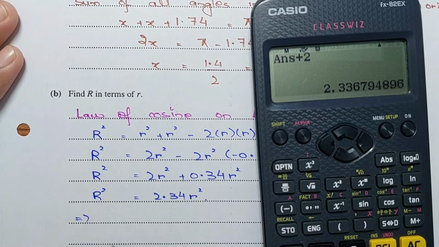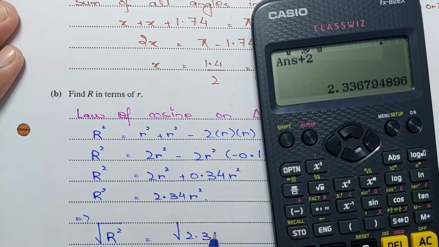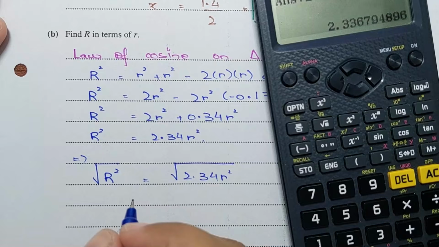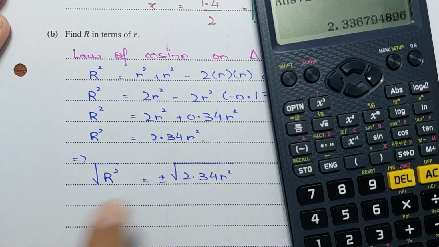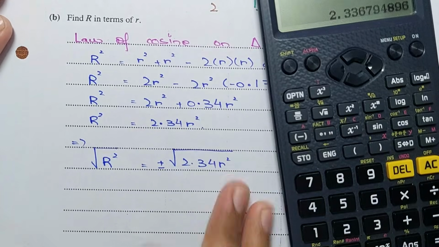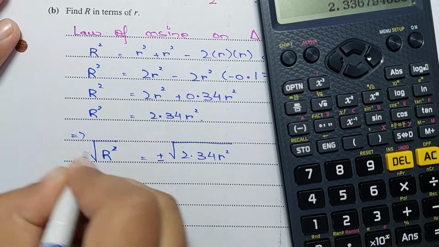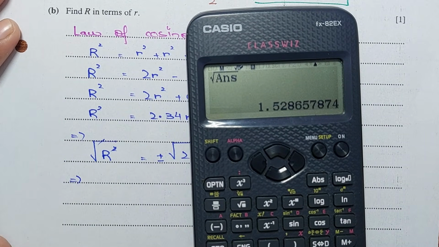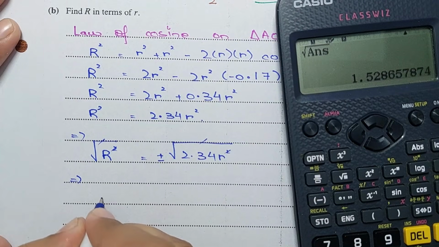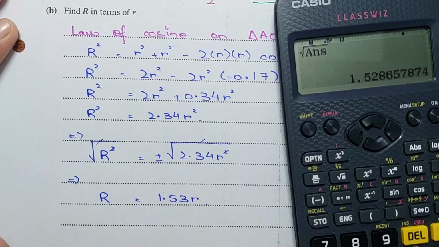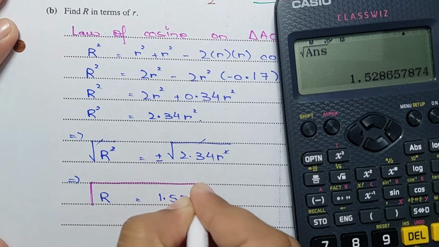Now take the square root on both sides. Capital R equals the square root of 2.34 r square. When we take the square root on both sides, the answer is plus and minus, but here we consider only plus, because this is the radius of a circle with center C, and a radius can never be negative. From here, the square and the root cancel out. What is the root of the answer? 1.528, or 1.53. So capital R is 1.53 times small r. This is the expression of capital R in terms of small r.